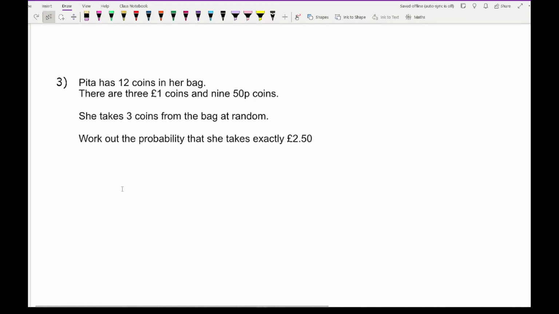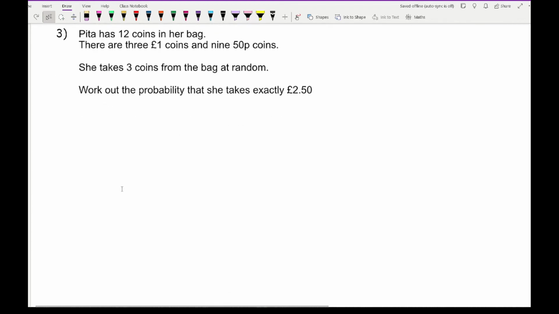Then moving on to question 3, it says that Peter has 12 coins in her bag. There are 3 £1 coins and 9 50p coins. She takes 3 coins at random out of the bag. Work out the probability that she takes exactly £2.50. Now for this, if she's only picking 3 coins and she's only got pound coins or 50p, the only way you're going to get £2.50 is having £1, £1 and 50p.